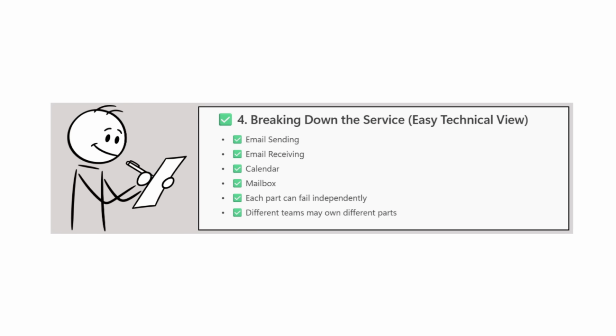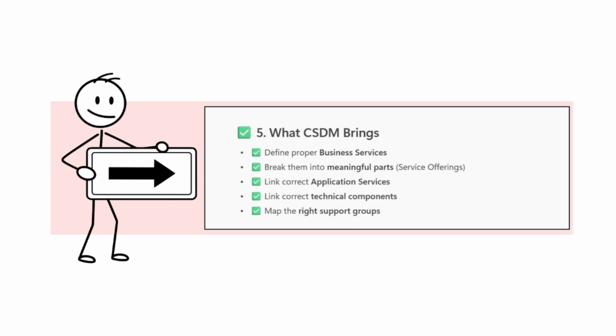So in order to prevent all such confusion and ticket bouncing, we need a proper structured model, right? That's what we have realized till now. So this is where CSDM comes in. CSDM, which is the Common Service Data Model, is ServiceNow's standard framework that tells us to store our data in CMDB in a structured, meaningful way so that the services, applications, technology, and support groups are all clearly connected.